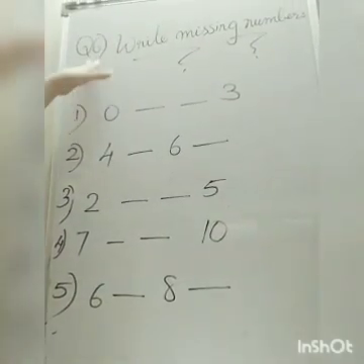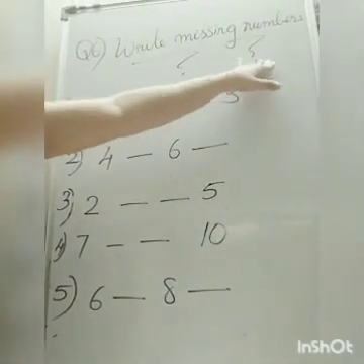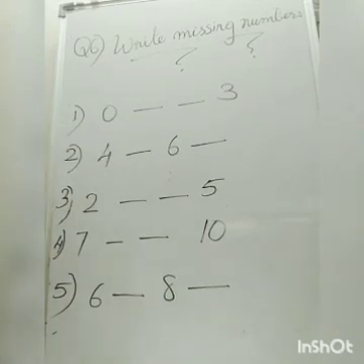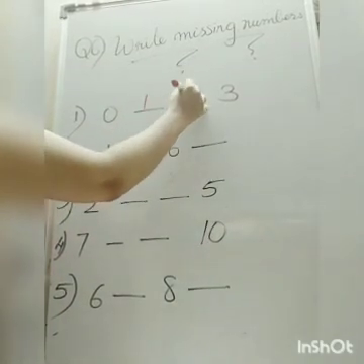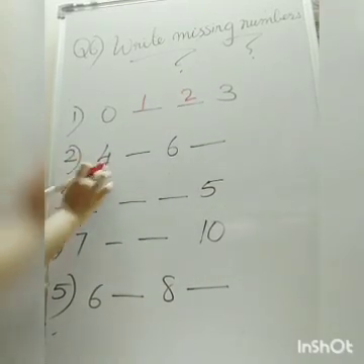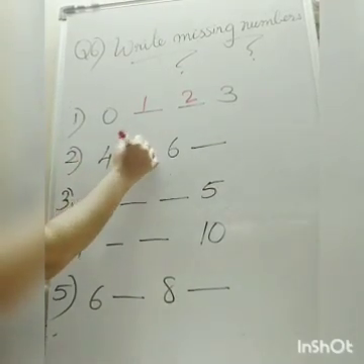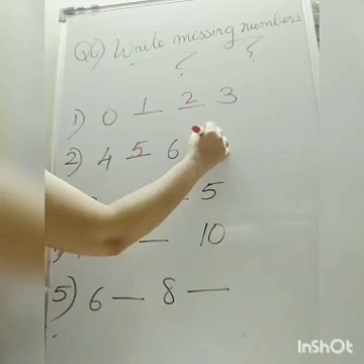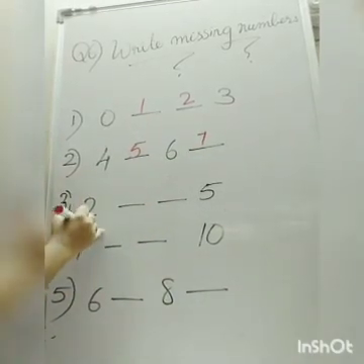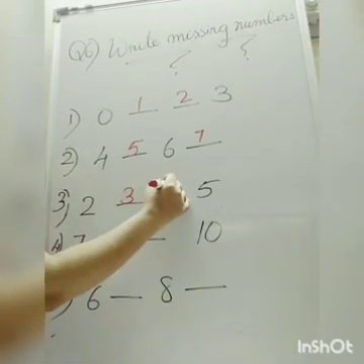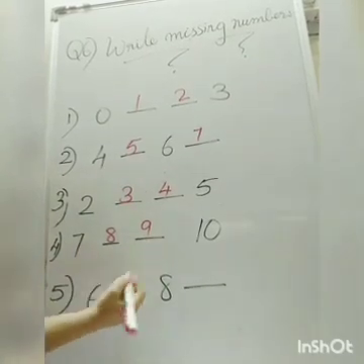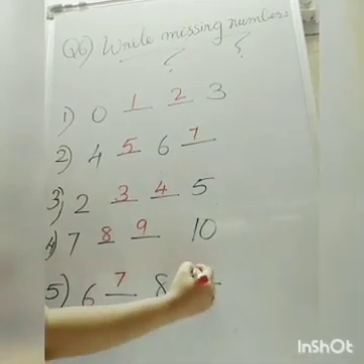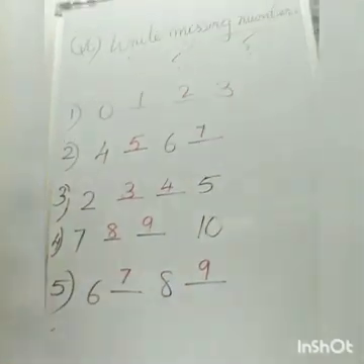Question number 6. Write missing numbers. First one: 0, 1, 2. Second number 4. After 4, 5, 6, 7. Here 2. After 2, 3, 4. Then 7, 8, 9: 6, 7, 8 and 9.